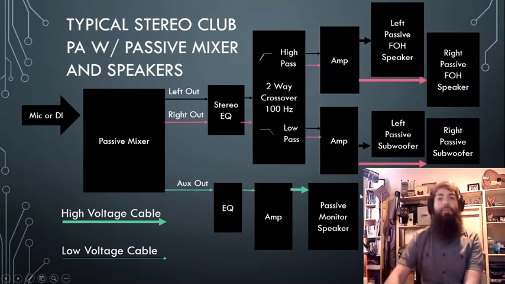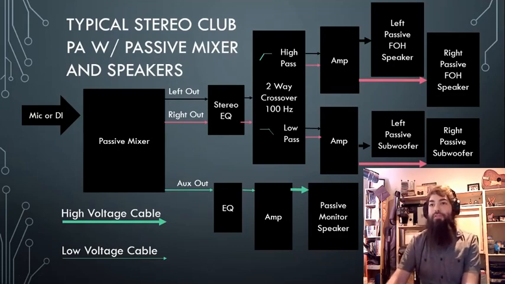Cool. So a typical club setup is going to get a little more complex though. So let's look into this. It's not too crazy. We have to make sure we keep the differential on high voltage versus low voltage, but the mics and DIs are inputted the same, except this time we're probably going to use a passive mixer. Most venues will be using passive mixers because they're going to want separate amplifiers.